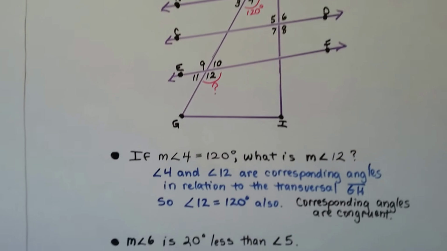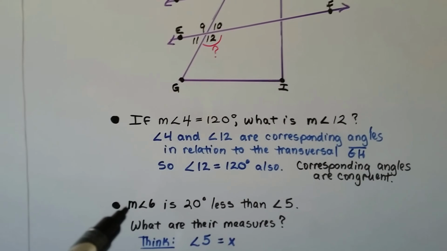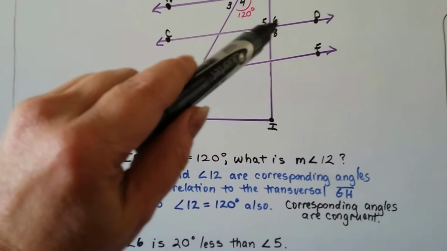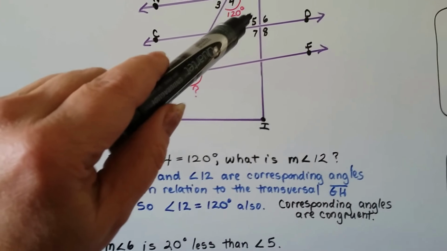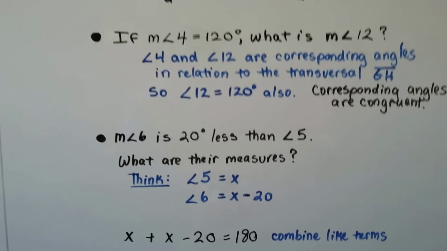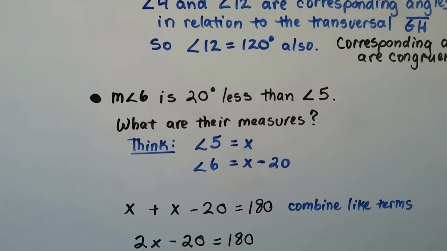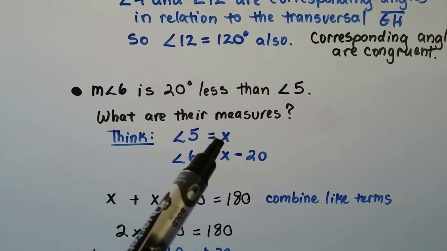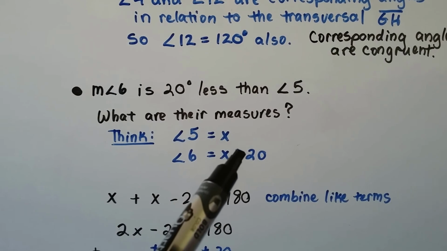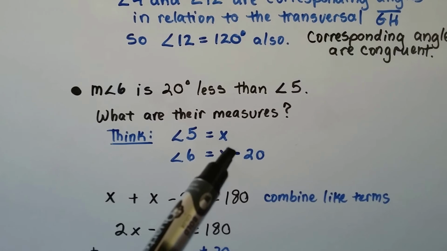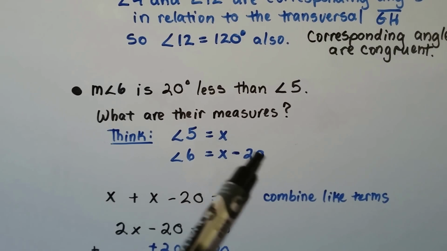See? This one says the measure of angle 6 is 20 degrees less than the measure of angle 5. So here's angle 6, and here's angle 5. It says that 6 is 20 degrees less than angle 5. What are their measures? So let's let 5 be x, and 6 will be x minus 20, because 6 is 20 less than 5. See? If 6 is 20 less than 5, it's x minus 20.